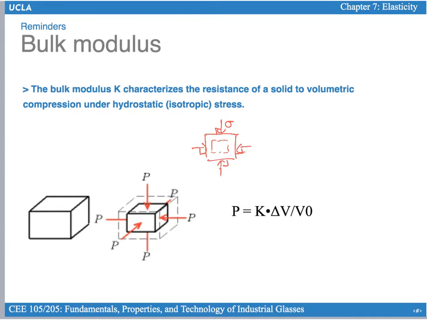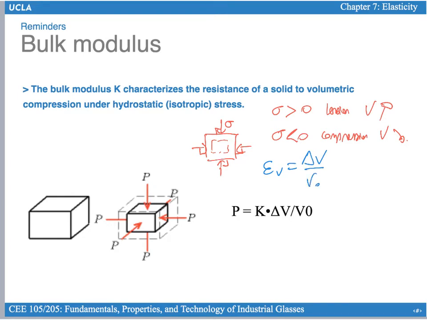Okay, so by convention here, if the stress is positive, it means that you have a tension. In that case, it means that the volume of the material will increase. If the stress is negative, then it means that you have a compression, and in that case, it means that the volume will decrease. So in that case, what we are doing is that we are going to define the volumetric strain. The volumetric strain is the change of volume divided by the initial volume. So you have your initial volume, and after compression or after tension, the volume is changing. So you have a variation of volume.